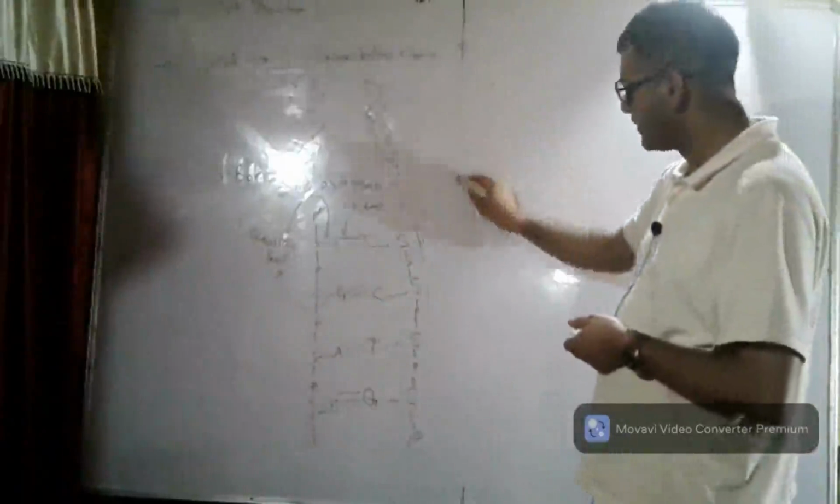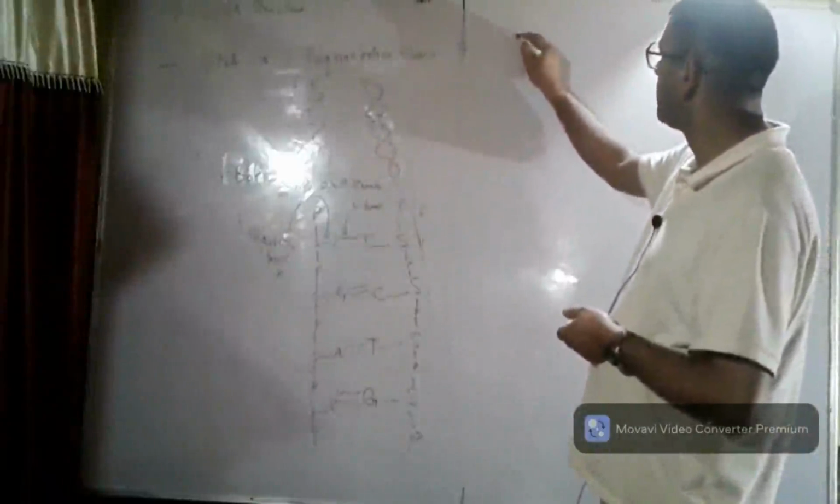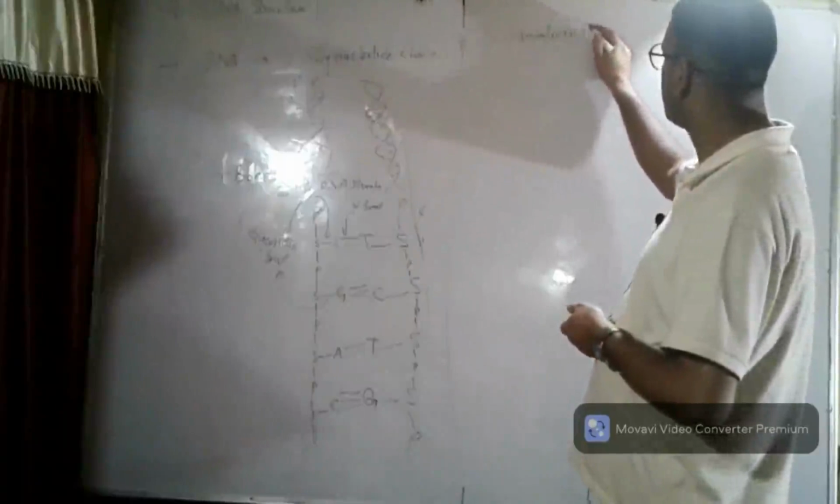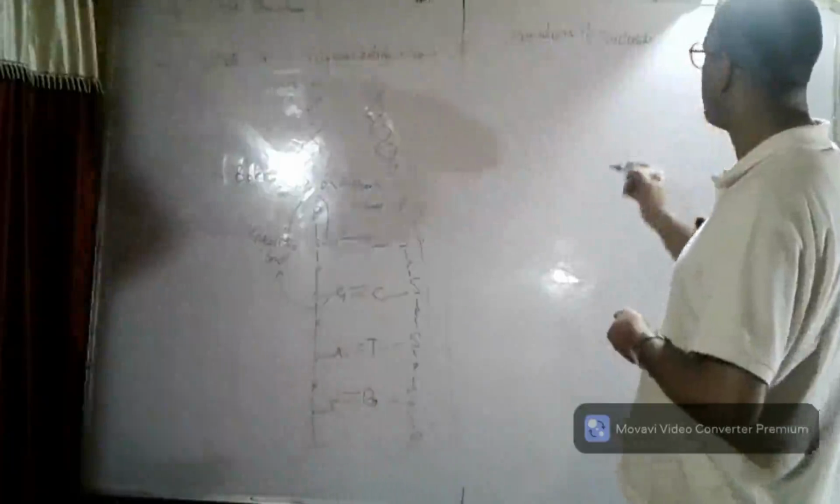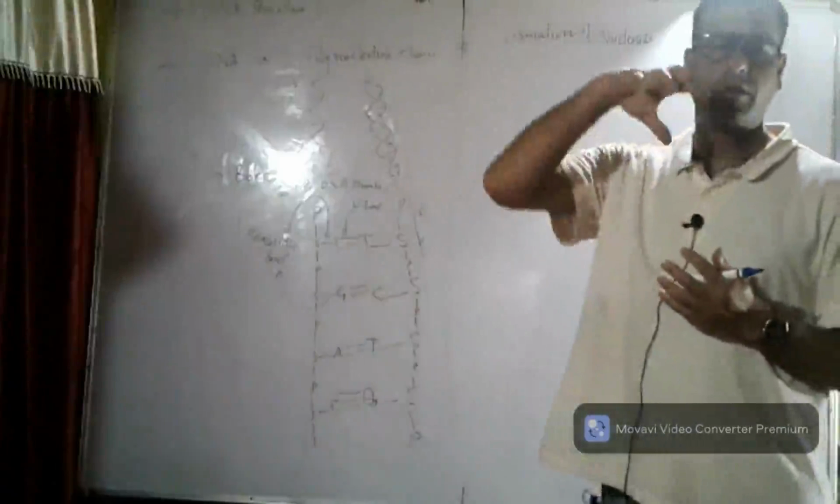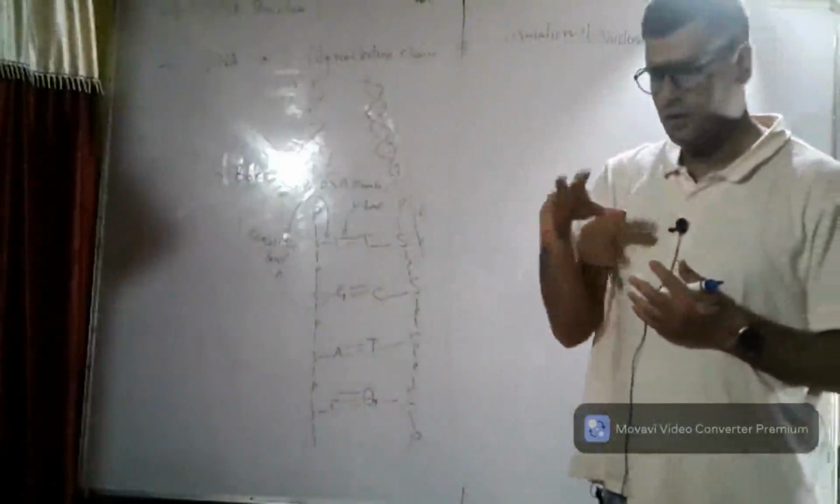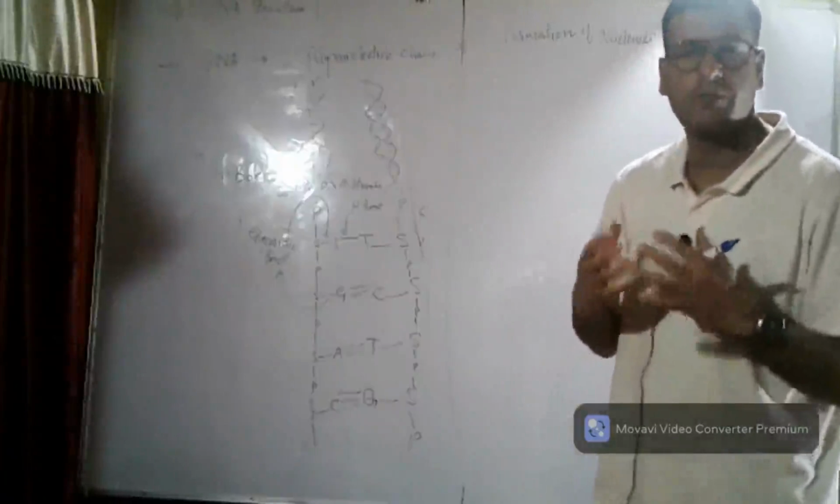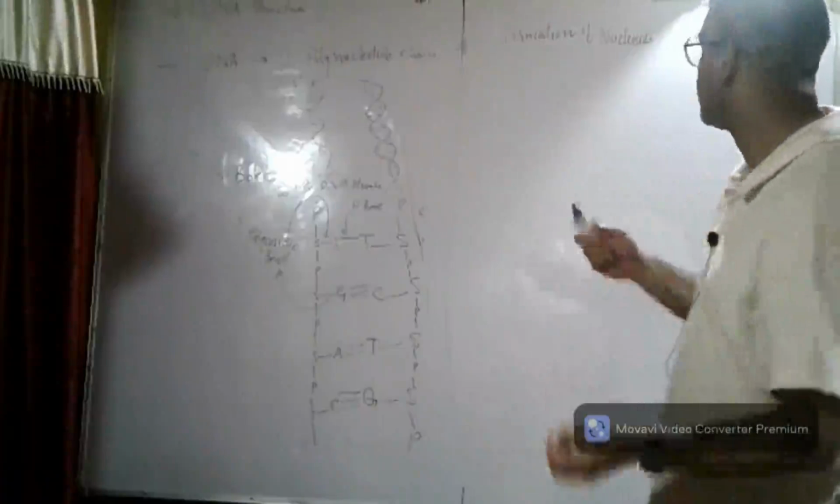Now we'll see the formation of nucleoside. What do you mean by nucleoside? How is nucleoside formed? Nucleoside is formed when we have a sugar component, and when a nitrogenous base gets attached to the sugar component, we get a nucleoside.